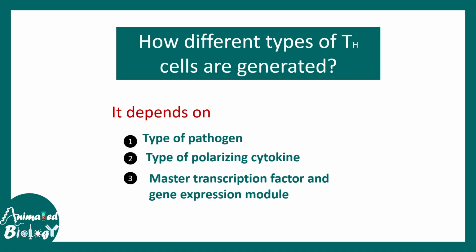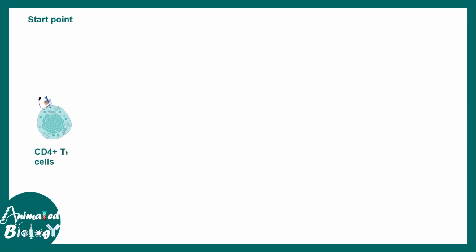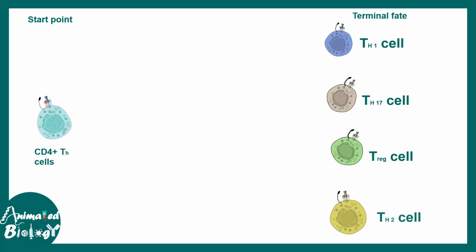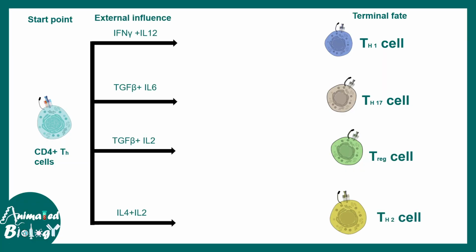Okay, at this point it might not be clear, but let me clarify. This is a Th cell, or this state is known as Th0, so it's a starting point. At this particular point of time, this cell has the possibility to become different terminally differentiated cells such as Th1 cell, Th17, Treg or Th2.